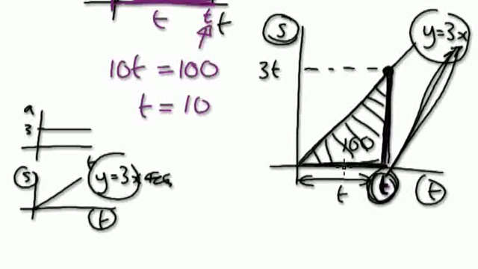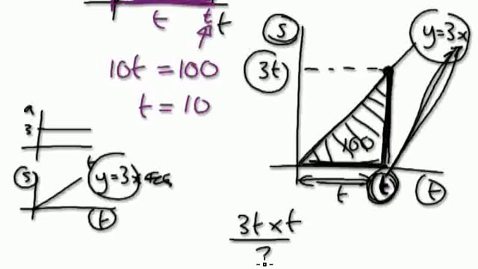So we would get the height times this t here. So the height 3t times a t. Okay, so you get 3t, and then you times the t, and then because it's a triangle, we divide it by 2, and that has to be 100.